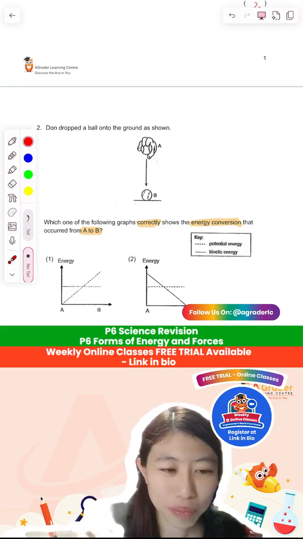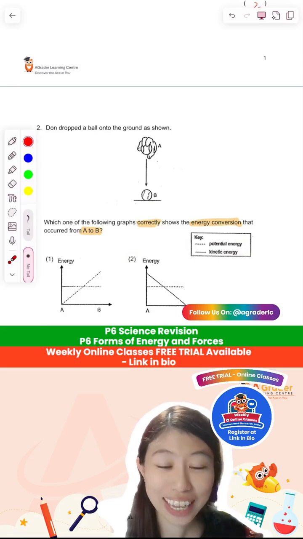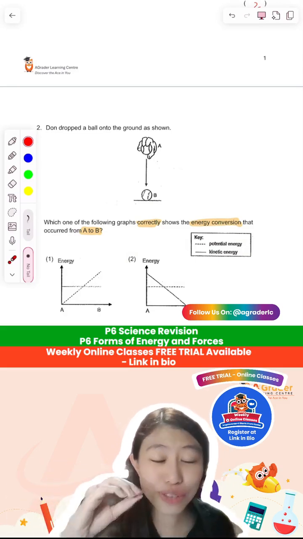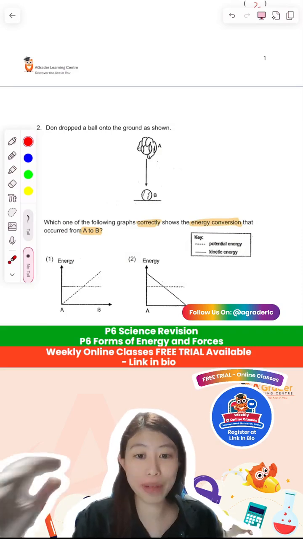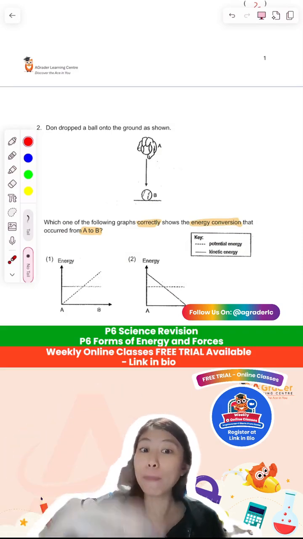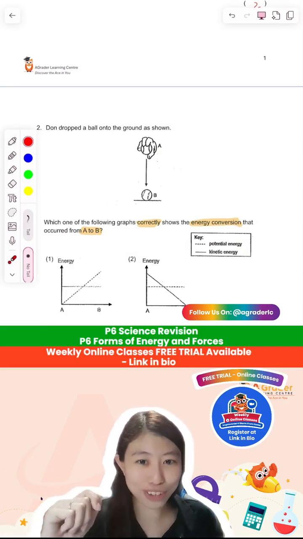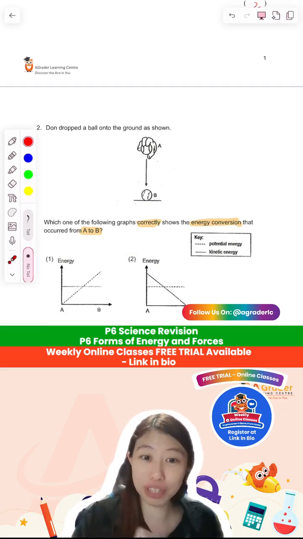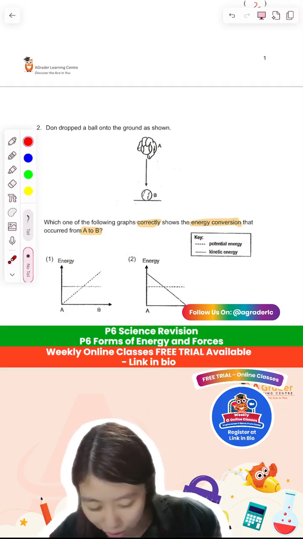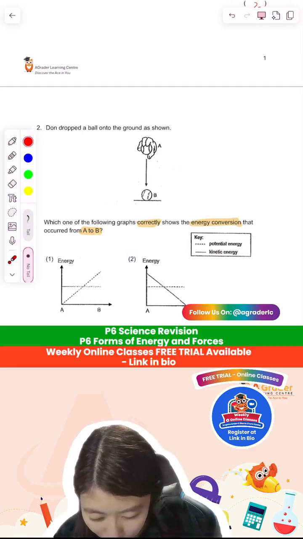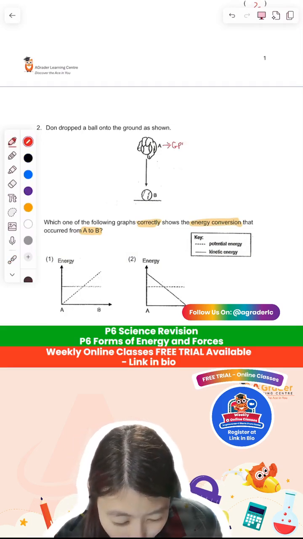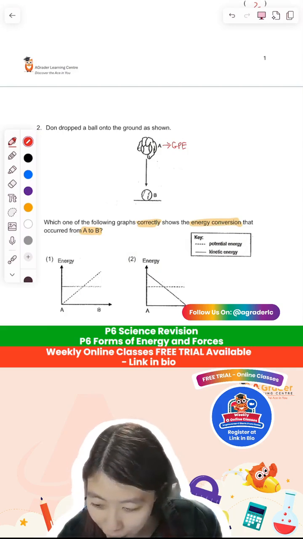Does anyone know? Okay, good. It is the highest. Very good. Because why? Potential energy depends on the height. The height above the ground, what height the object is, affects the amount of gravitational potential energy. To be more specific, it is gravitational potential energy. Okay, so let's write this one down. So you know that at A, GPE, gravitational potential energy, is the highest.